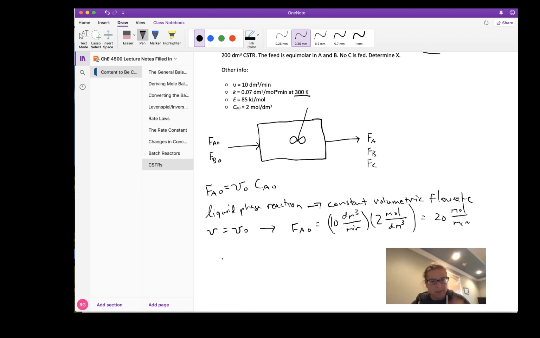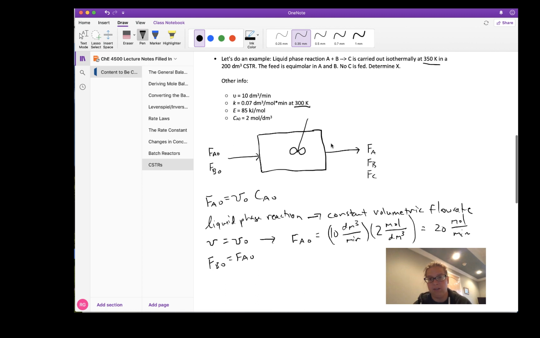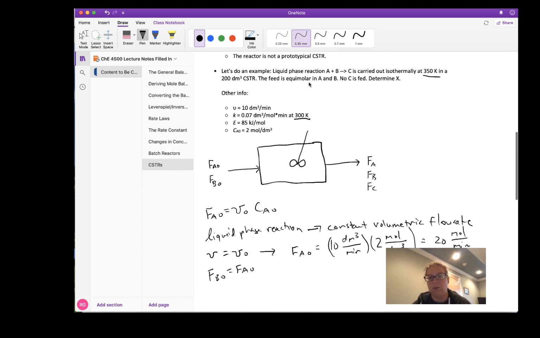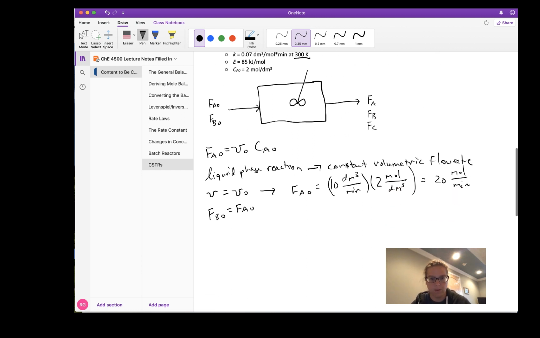So the problem statement says that the feed is equal molar in A and B. That tells me that FB naught is equal to FA naught. And again, this is a situation where not only is the feed equal molar in A and B, but the reaction stoichiometry is equal molar in A and B. Hence, I expect the flow rate of B coming out of the reactor to be equal to the flow rate of A coming out of the reactor. So at every point along the system, the flow rates of A and B should be equal. Okay, so now I know these quantities.